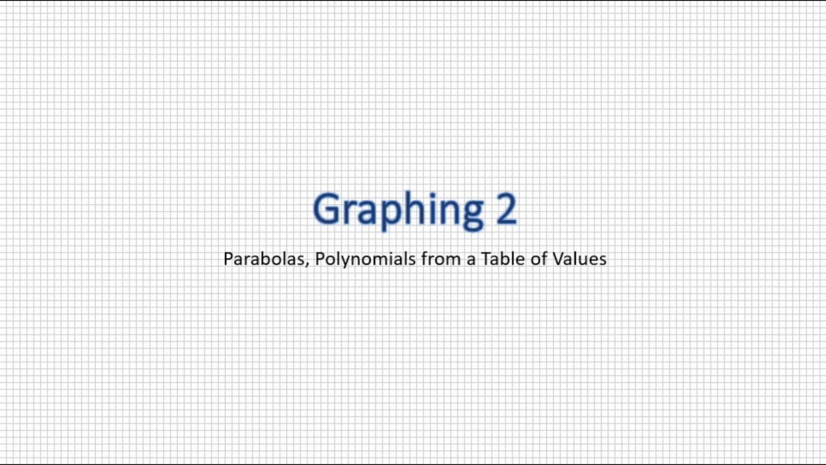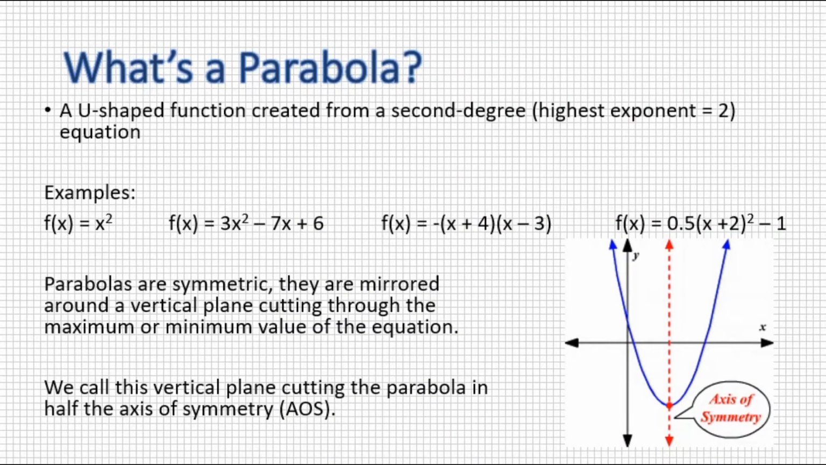All right, for our second round of graphing, we're going to spend a lot of time looking at parabolas. So what's a parabola? We've all learned it. We've all tried to forget it. It's a U-shaped function. It can be a right side up U or an upside down U, and you get it by having a second degree equation. So what that means is the highest exponent you see or you can make by expanding will be 2.